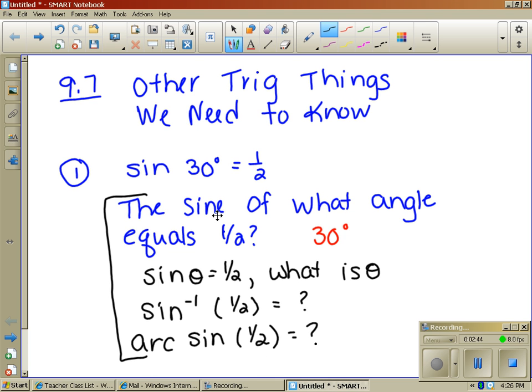So I can ask it like this, which you probably won't see. This could say solve, what is theta, or solve. It could say to solve this or to solve this. All of these mean the same thing. So make sure you understand what the question's asking, because it's a simple process.